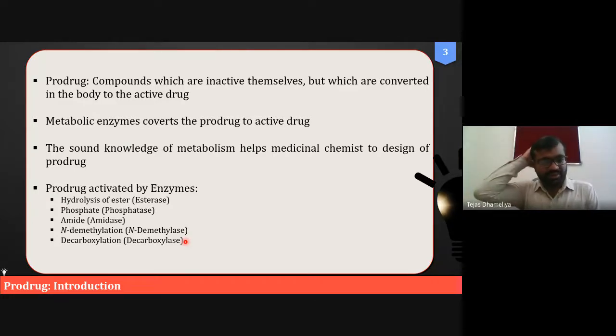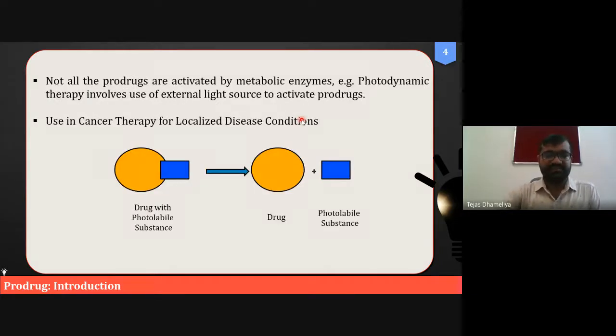And prodrugs, especially, we know that functional groups are reactive, and our purpose is sometimes to mask the reactivity of the functional groups, or the functional groups which are responsible for causing side effects. So what we can do is reduce the side effects by masking that particular functional group. This way prodrugs are very useful.